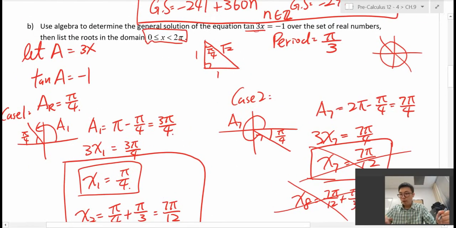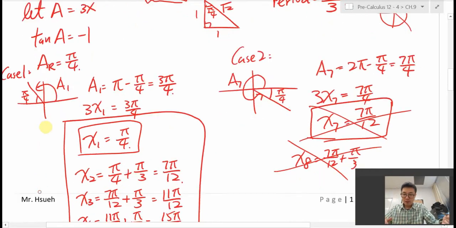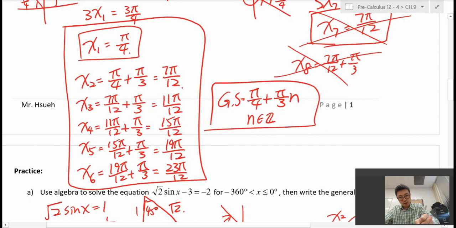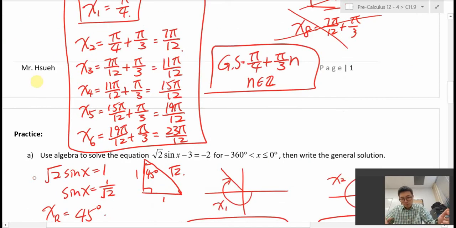Okay, let me backtrack a little bit here, back to the previous question. It actually also asks for the general solution, which I have not done yet. So to find the general solution is actually quite easy. The first one, pi over 4, plus the period times n. And this actually generates all the rest of the answers if we say that n is an element of the integers. And that would be your general solution. We only have one general solution in this case because your x1 actually generates the rest of it. That's why we rejected this x7, because that's actually part of the solutions that we can get from x1.